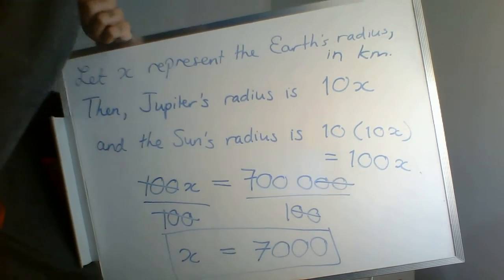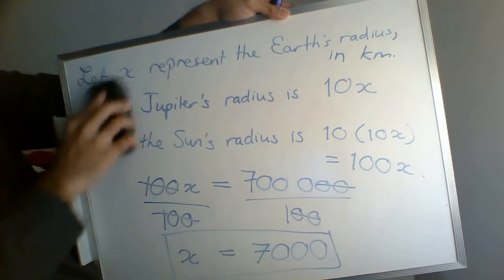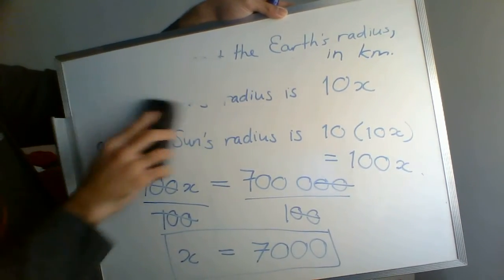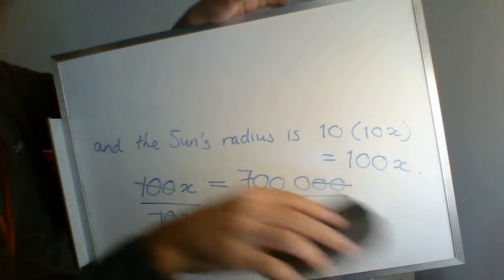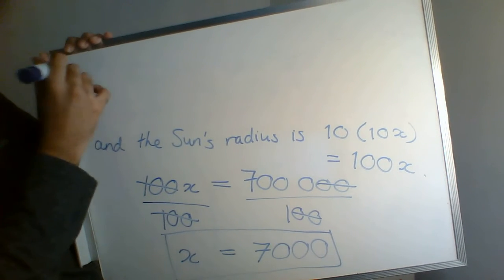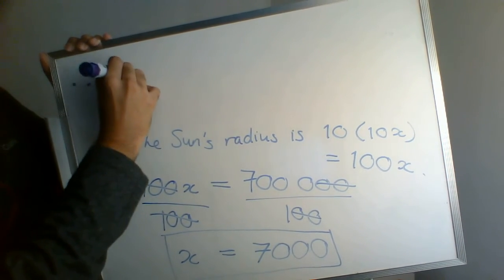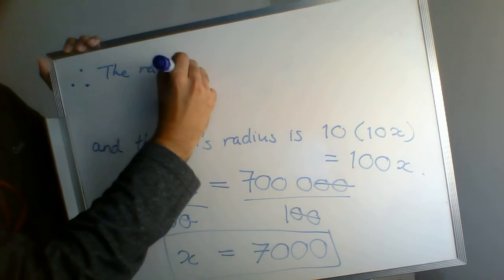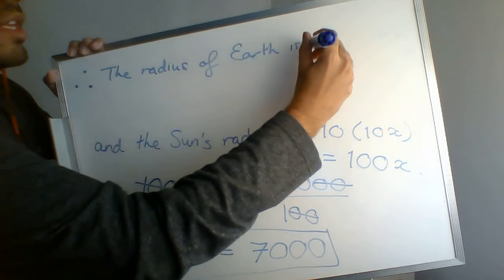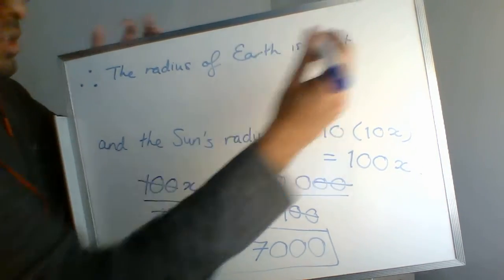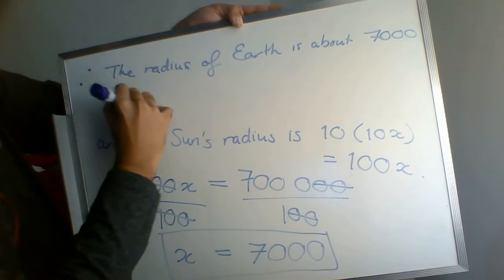And so you could, once again, squeeze in, this time I'll erase it and we'll rewrite it. You can write in a therefore statement at the end of that, because Earth's radius is what we wanted to solve for, and we said in our let statement that x is going to be the radius of the Earth. So then we get that therefore the radius of Earth is about 7,000 kilometers.